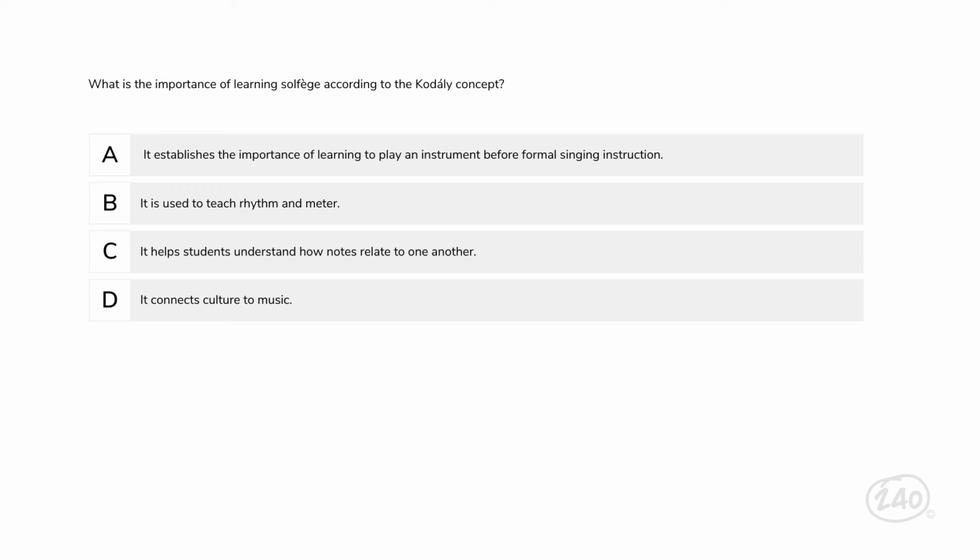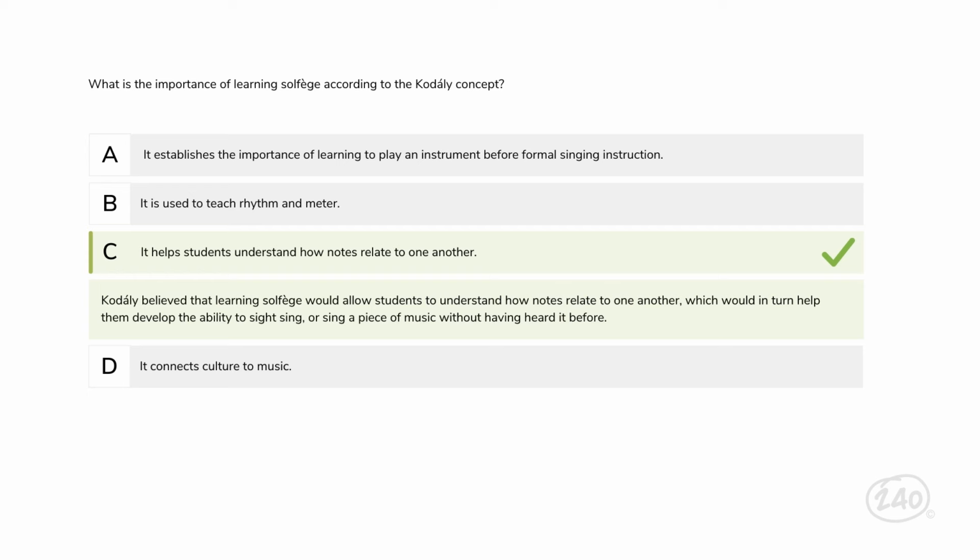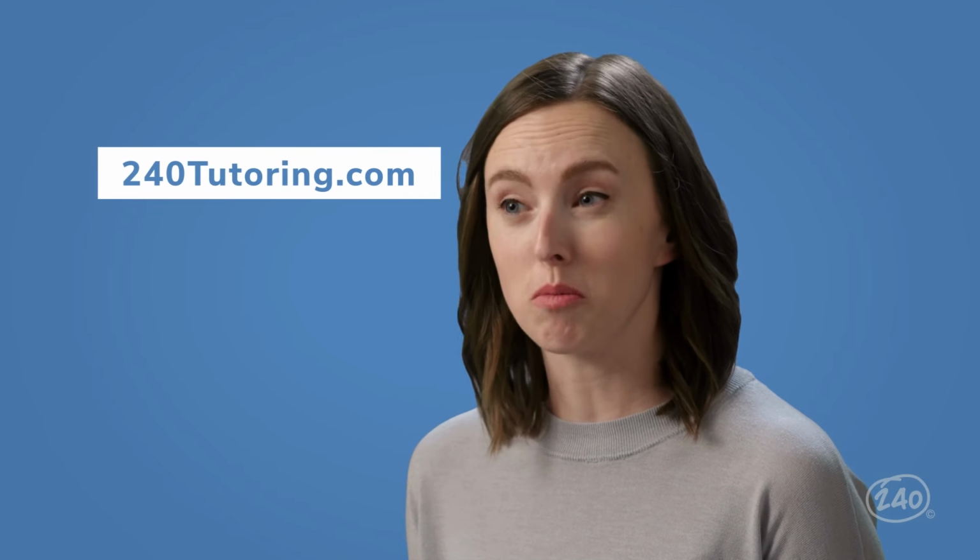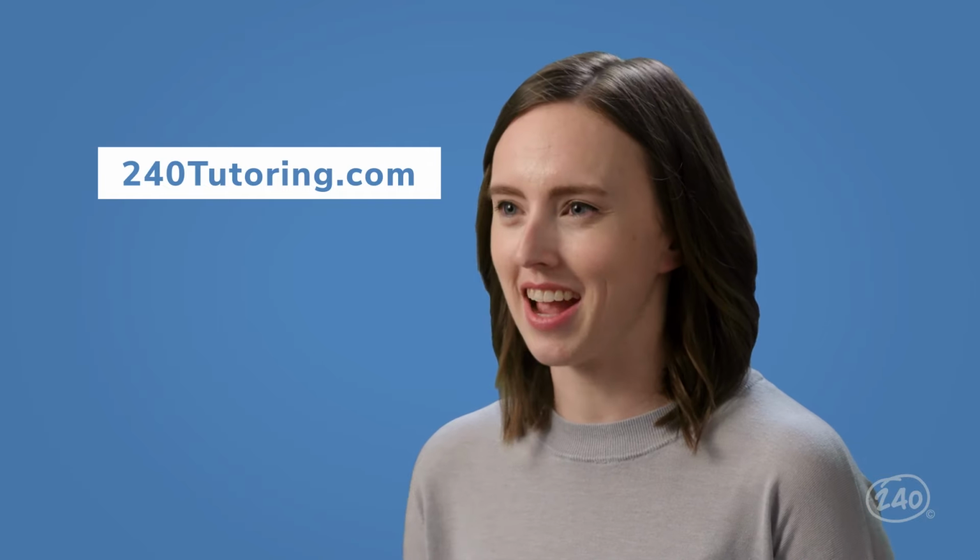Let's look at one from the music competency. Remember, a lot of different concepts will be covered here. What is the importance of learning solfège according to the Kodály concept? The correct answer is that it helps students understand how notes relate to one another. Feel like you need to know more about that? It's covered in the study guide.